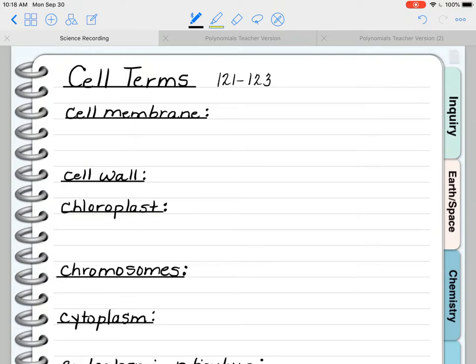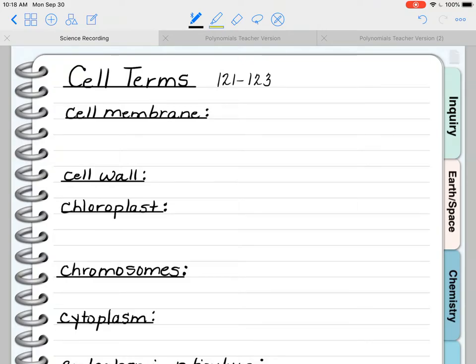Okay, let's start off with some terms. I know this is incredibly boring to some people, but it's very, very important. If you're going to be able to understand about cells, you have to understand some of this basic vocabulary. You do not need to memorize this stuff. I just want you to be familiar.